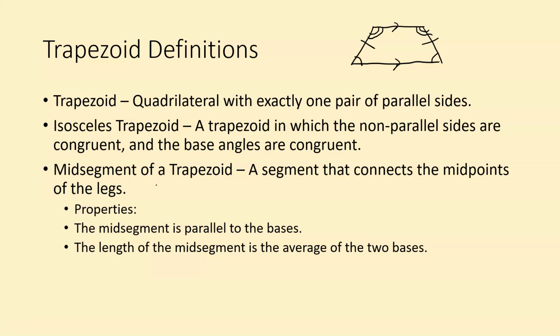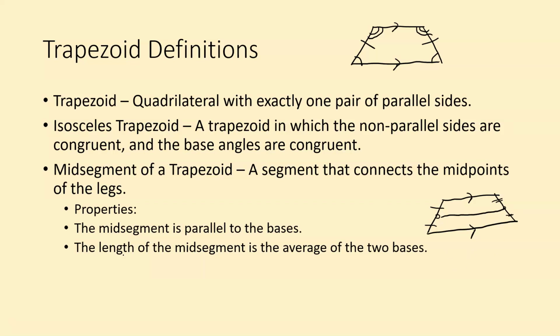And then the midsegment of a trapezoid is a segment that connects the midpoints of the legs. So here, let me draw another trapezoid. We've got parallel lines, and let's say our midpoints are here and here. The midsegment connects the two. So that means this is congruent to this, and this is congruent to this.